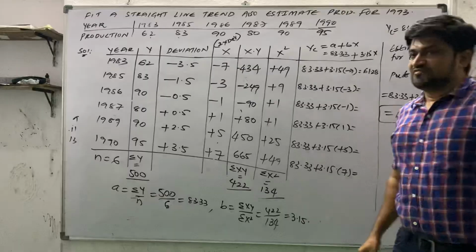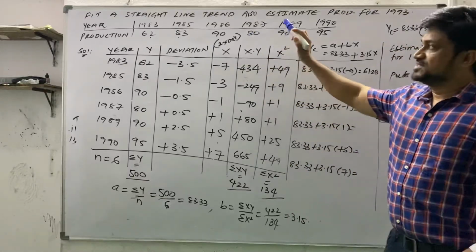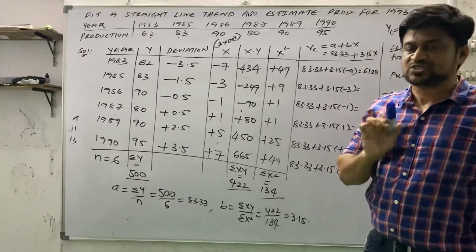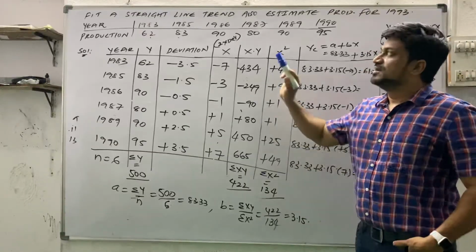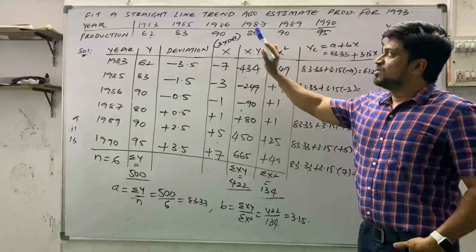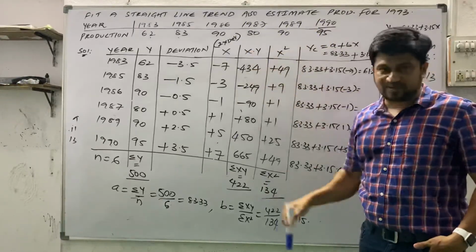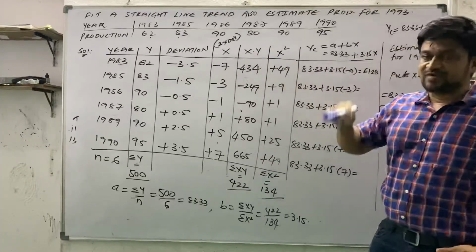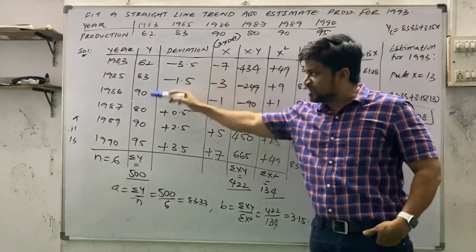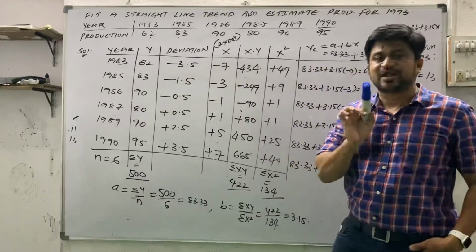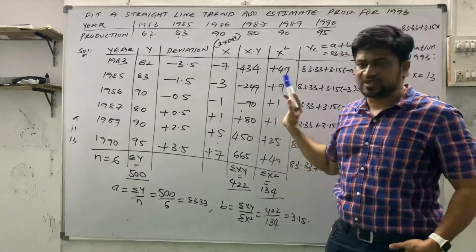Check the question once again. We need to fit a straight line trend. See, straight line trend, linear trend, or a trend by method of least square, all three are the same thing. But you have to count number of years. If the number of years were evenly distributed, that time different method, these columns are there. If the values are odd values, odd number of years are given, that time deviation column is not there. So clearly practice those questions, then only you are going to get this one.